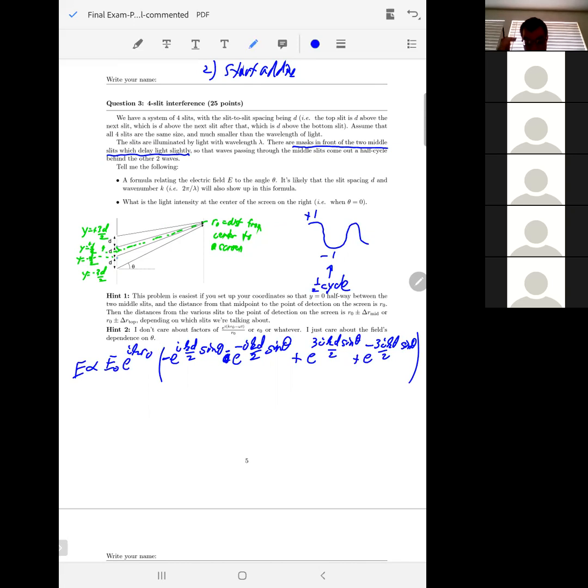So when we put all of that together, then what do we get when theta equals 0? When theta equals 0, all these exponents are 0. And e to the 0 is 1, so we've got -1, -1, +1, +1 if theta equals 0. Any questions?